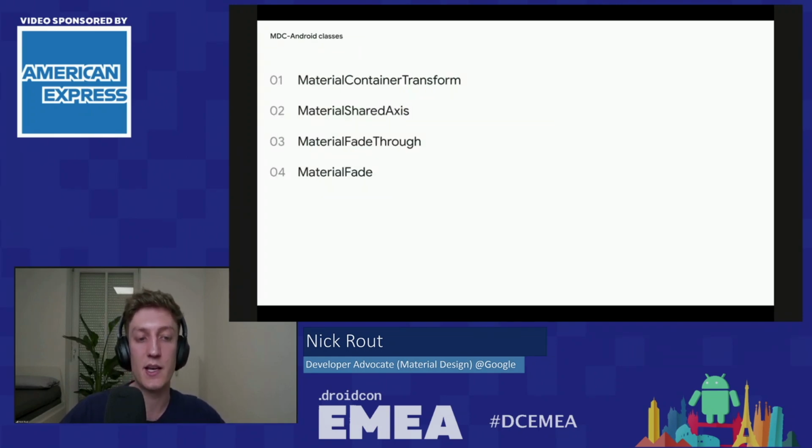The four classes that I'm talking about map to the four transition patterns that I mentioned earlier. So this is material container transform, material shared axis, material fade through, and material fade. Notice the shared naming.